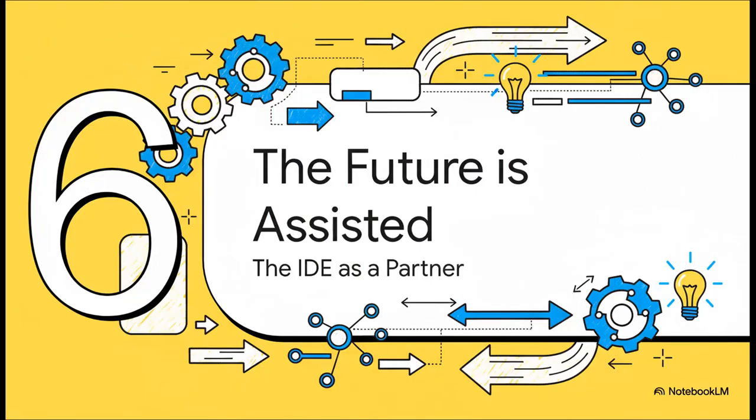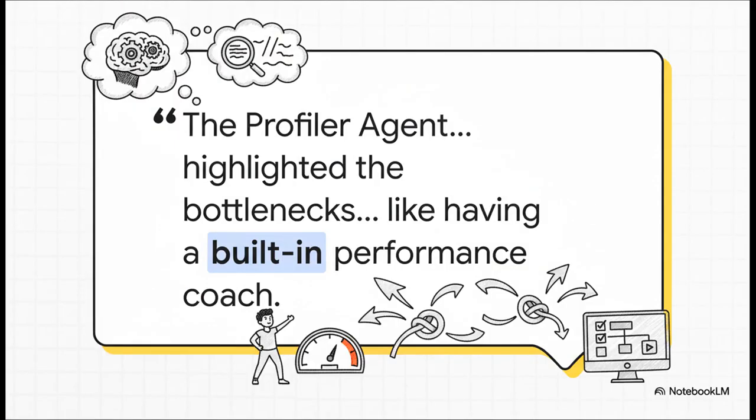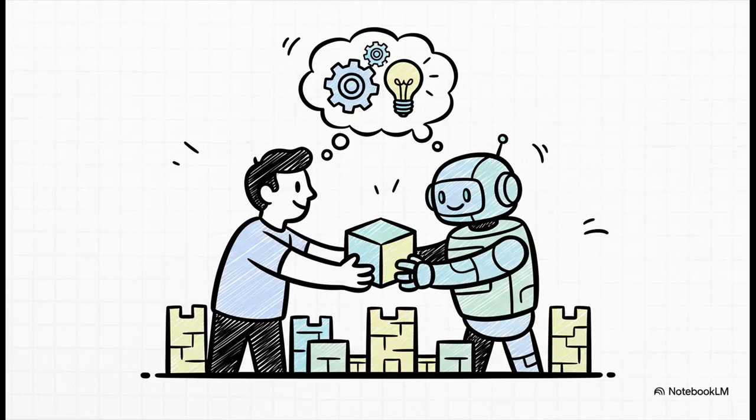So where is all of this heading? The future of making software isn't just about having more tools or more features. The future is about partnership. The future is assisted. This quote from a senior architect at Redis just captures the idea perfectly. He said the tool was like having a built-in performance coach. I love that, because it's not just a passive tool anymore. It's an active partner that finds slow parts of your code and helps you fix them. And that's really just the beginning. The whole evolution of Visual Studio is now focused on making that partnership even smarter, with deeper AI that really understands what a developer is trying to do and helps them every step of the way.